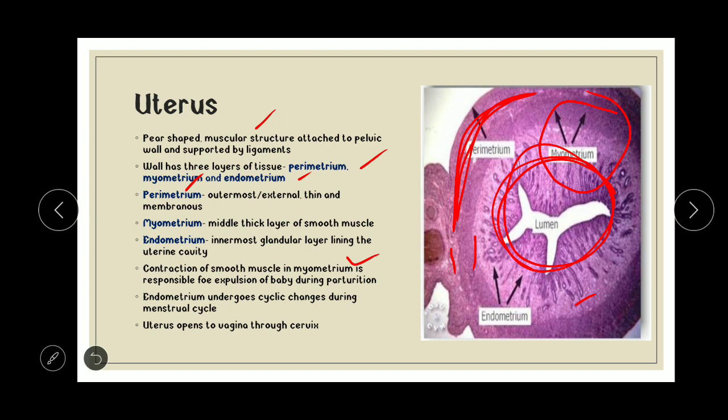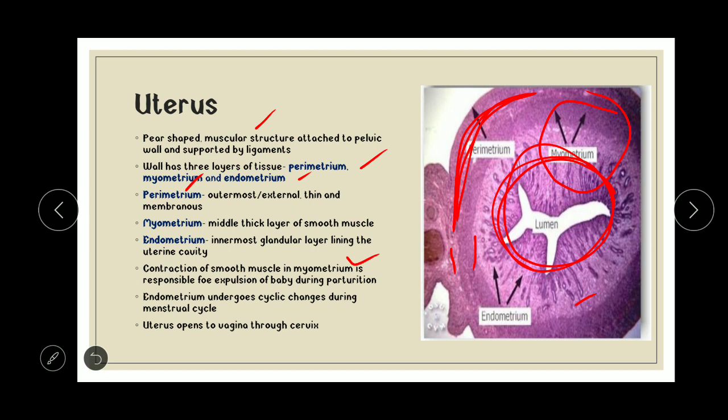the baby. Then endometrium undergoes cyclic changes during the menstrual cycle. So the endometrium undergoes cyclic changes during different phases of the menstrual cycle, that is the ovulatory phase, proliferative phase, luteal phase, menstrual phase, etc. So we will see this in detail in the menstrual cycle.